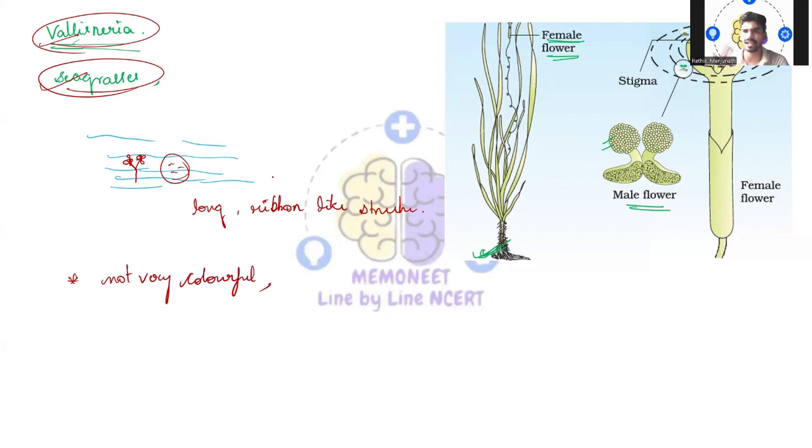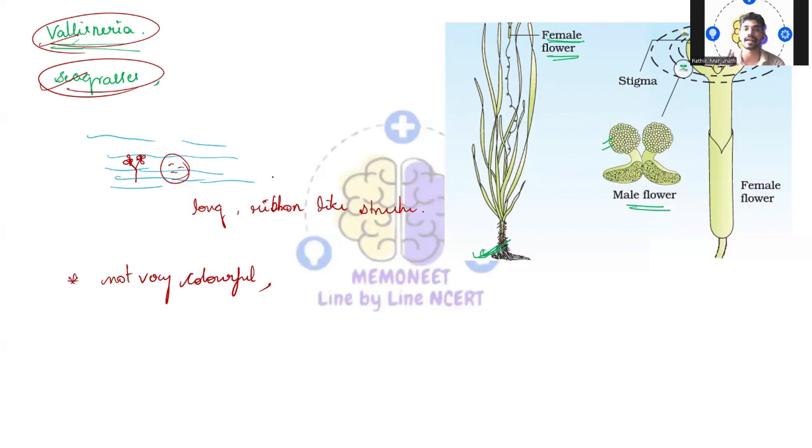Okay. And even they do not produce nectar. So that is some of the major things that we need to remember when I'm talking about wind pollination and water pollination. The reason is that there are no such agents like insects or animals.